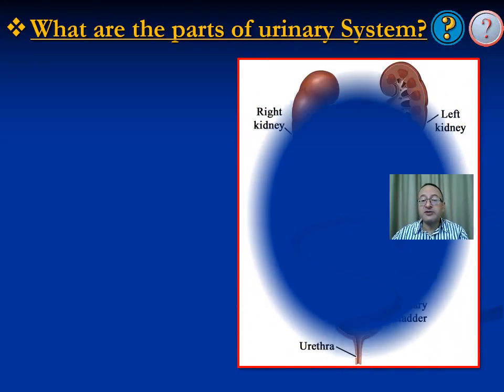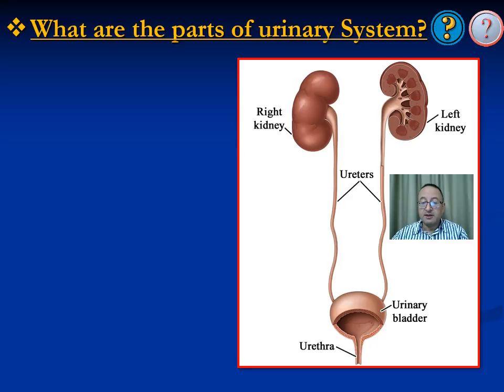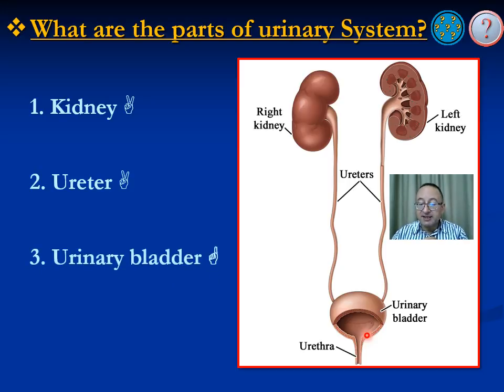What are the parts of the urinary system? It is formed of 4 organs. Some of them are paired, it means that one on each side, and the others are single midline structure. The first one is the kidneys, it is one on each side. Ureters, it is also one on each side. Urinary bladder, it is a single midline structure. And finally, the urethra, which is a single midline structure.